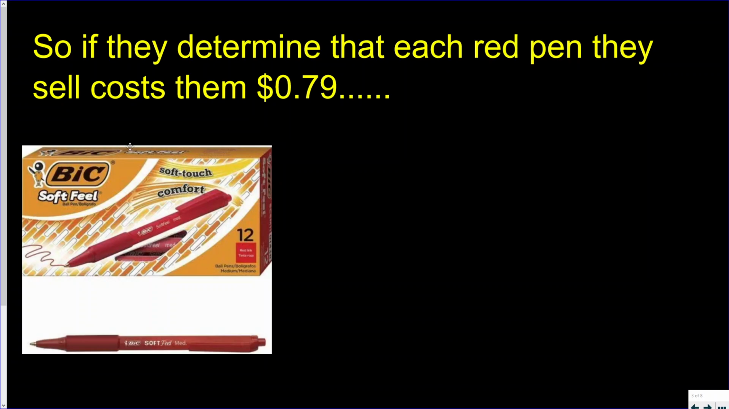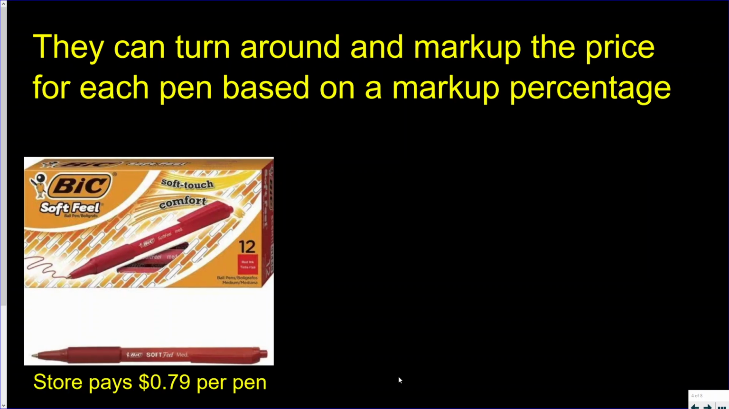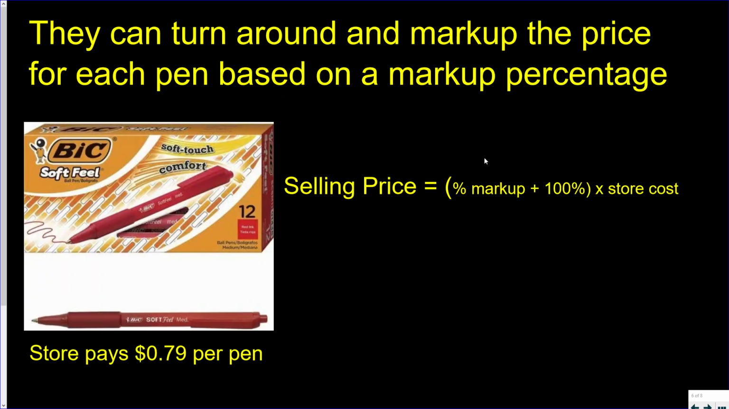So let's just say they buy a huge amount of pens, and then they figure out that, hey, it's costing them about 79 cents for each pen to get it into the store. Well, they come up with the selling price by simply determining a percentage of markup. And so they can times this by a percentage, and they add it to 100% and times it by the store cost.